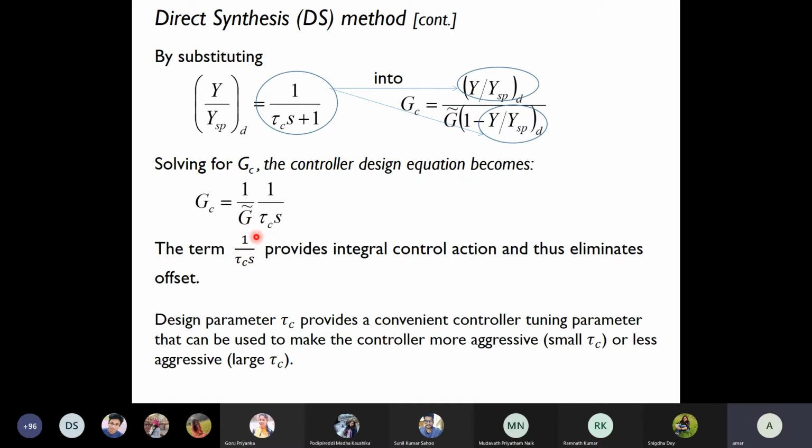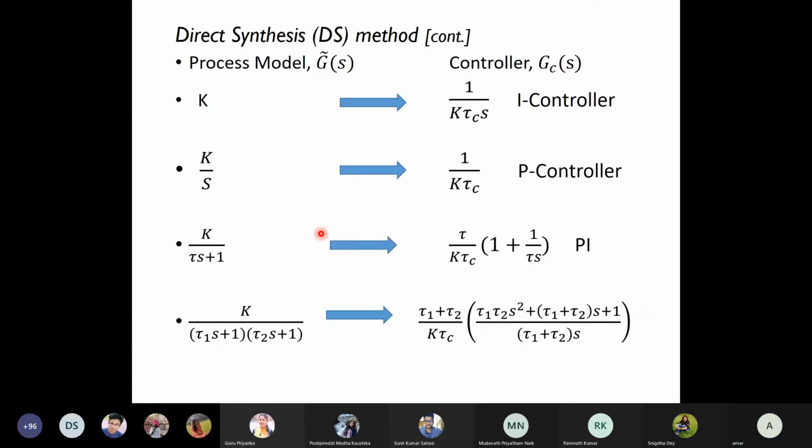Now this tau C parameter is basically a tuning parameter. If I take a small value of tau C, then my controller will be very aggressive. If I take a large value of tau C, then my controller performance will be sluggish. So this is basically my controller equation when I'm using my closed loop desired response as 1 by tau C S plus 1. Now, based on that, let us see what the controller equations will be.